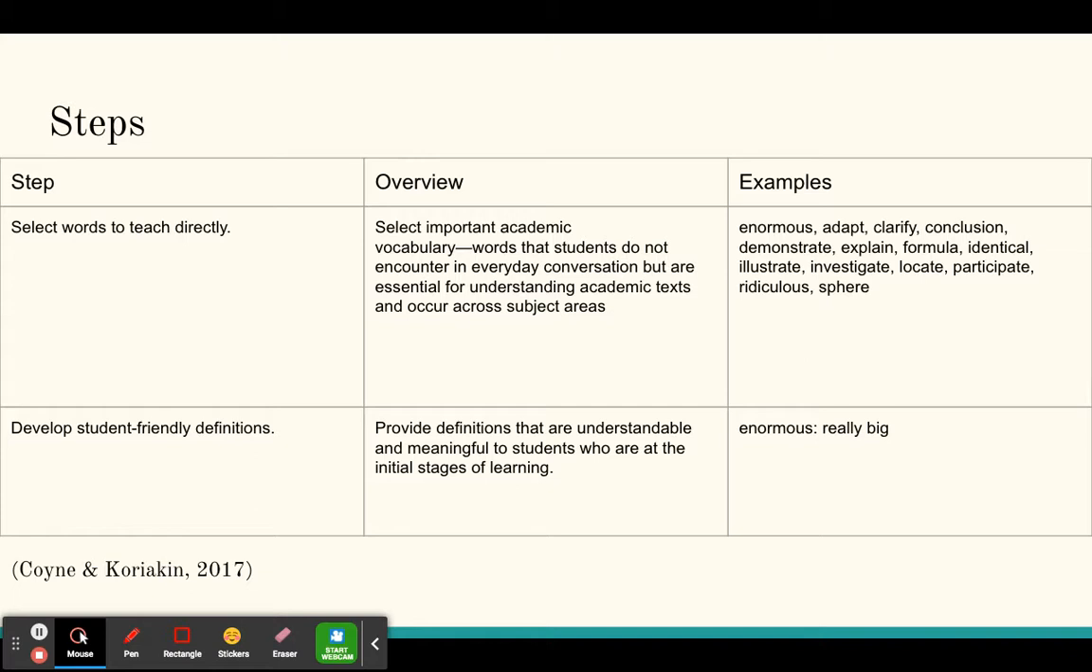After you have selected those words that you deem as important for students to understand, you want to develop a student-friendly definition. A student-friendly definition is a definition that's easy for a student to understand. You're going to give them this little grouping of easier to understand words. It's going to help that student be like, oh, well, I get what these words mean. Now I know what this really big, kind of scary, tough word means. So an example of that would be enormous, right? A student-friendly definition of that is really big.